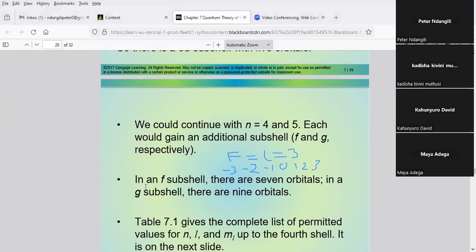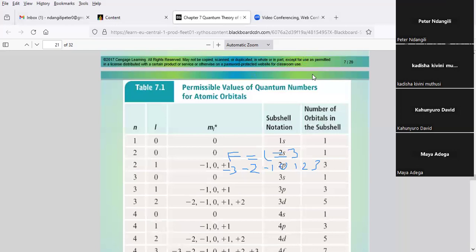So that's why we are saying that in an F subshell, there are 7 orbitals. In a G shell, there are 9 orbitals. Remember, 2L plus 1. So all that information is given in this table here. And in this particular table, we are saying, when N is equal to 1, L is equal to 0, ML is equal to 0, we call it 1s orbital, and it is only 1.